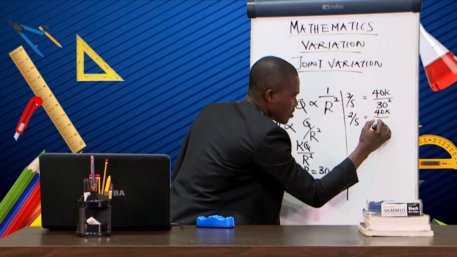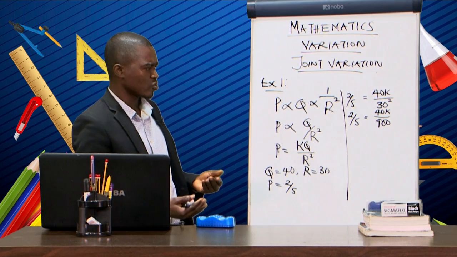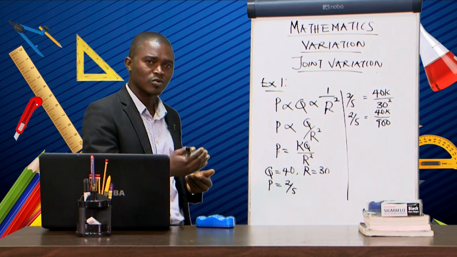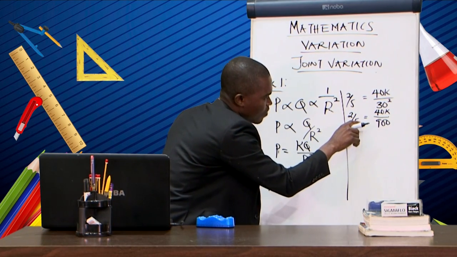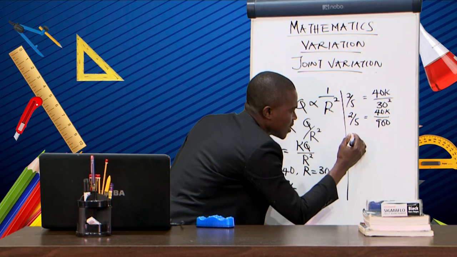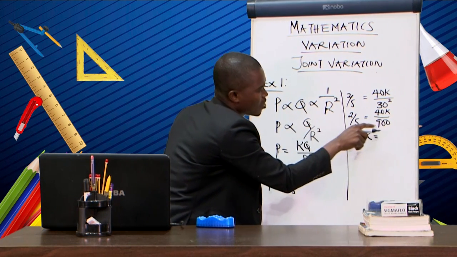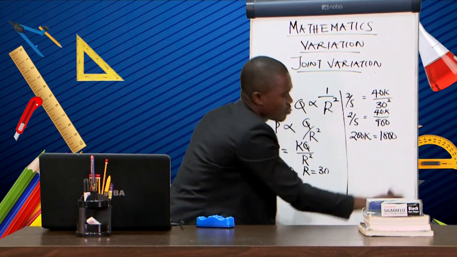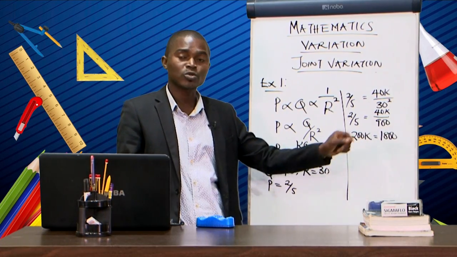That will give us 900. Then we have two fractions, right-hand side and left-hand side. What's the next thing to do? Then we cross multiply. So when we cross multiply, we are going to have 5 multiplied by 40. That will give us 200K. Then 2 multiplied by 900. That will give us 1,800. Then to get our K, we need to eliminate the coefficient.